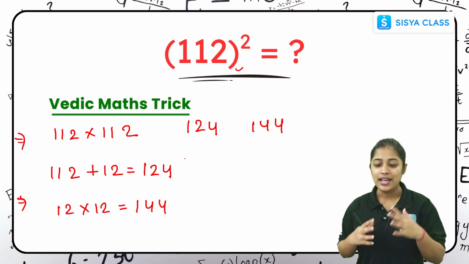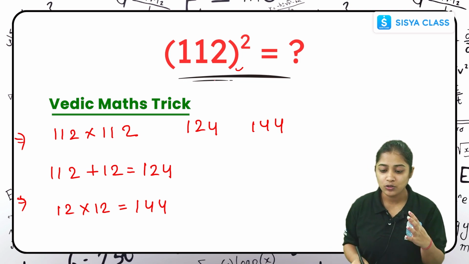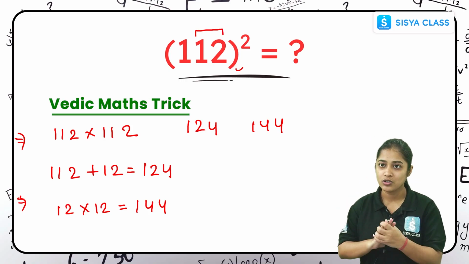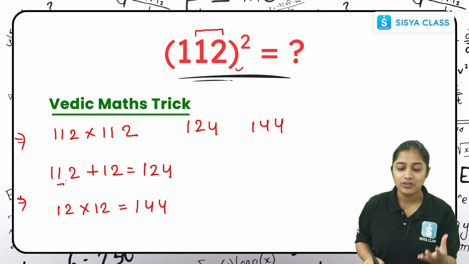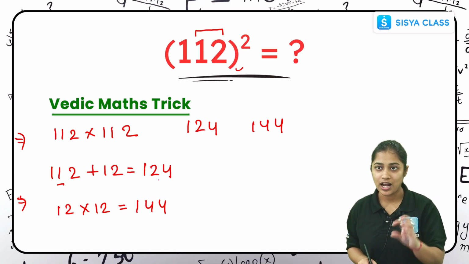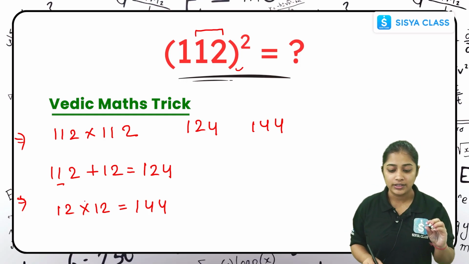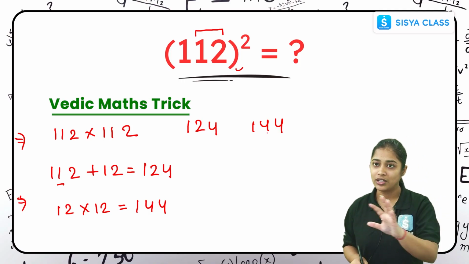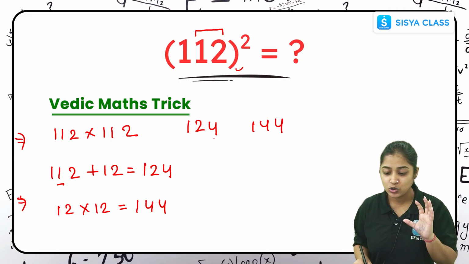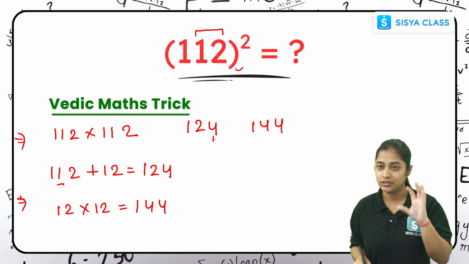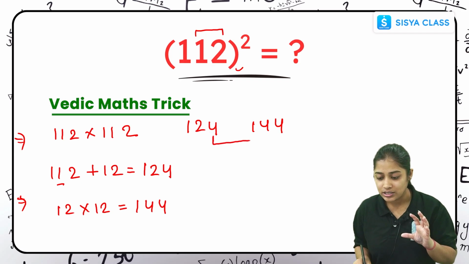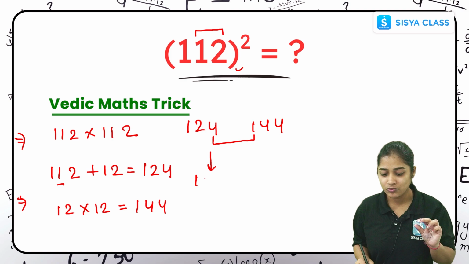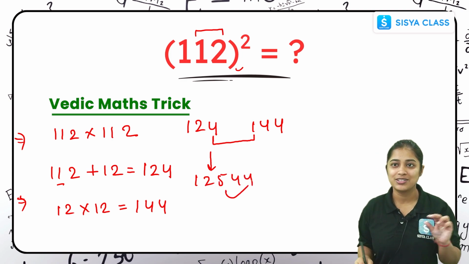Now, this is the second case, when your last two digits are greater than 10. In this case, what is the first step? You will take your number and add the last two digits. Whatever answer you got, you will write it separately. Then you will multiply the last two digits, that is 12 here, with itself, and write that answer separately. Now after this, you will add the last digit of the first answer and the first digit of the second answer, that is 4 plus 1. So your final answer is 12544. So this is your answer.